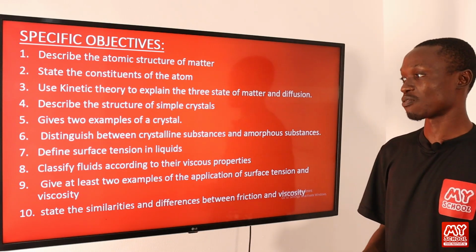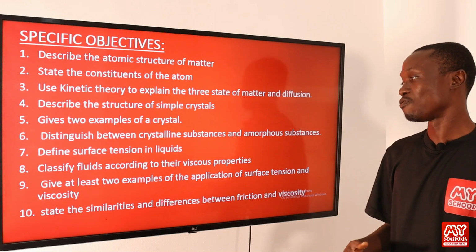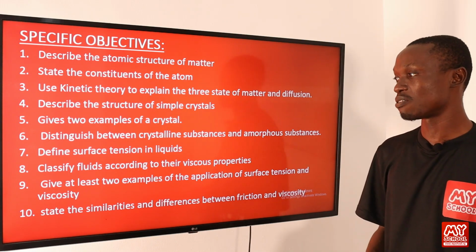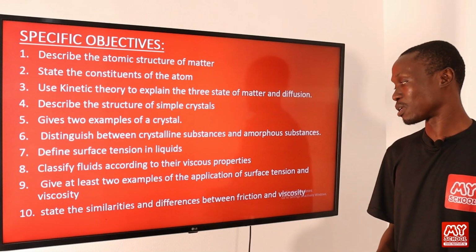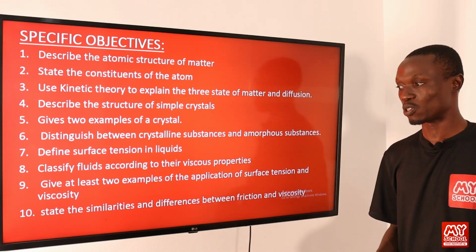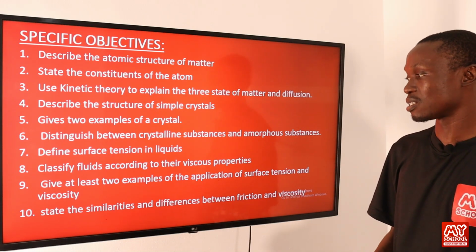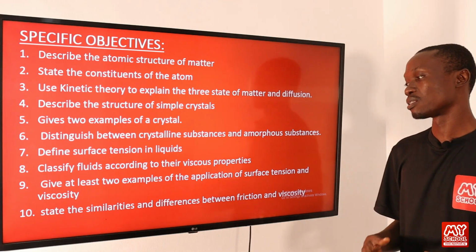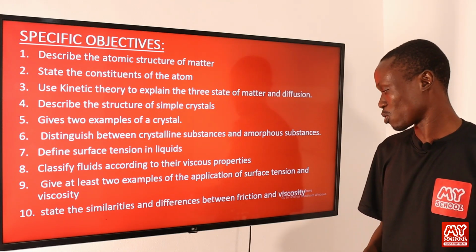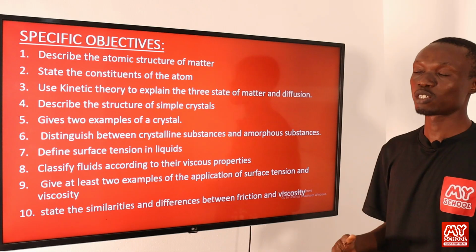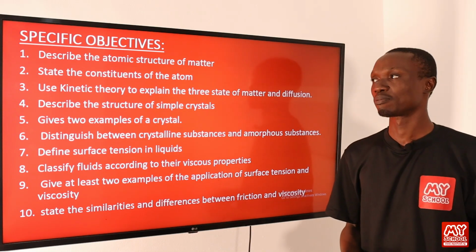And 8, classify fluids according to their viscous properties. 9, give at least 2 examples of the application of surface tension and viscosity. And 10, state the similarities and differences between friction and viscosity. So let's begin with our lesson.